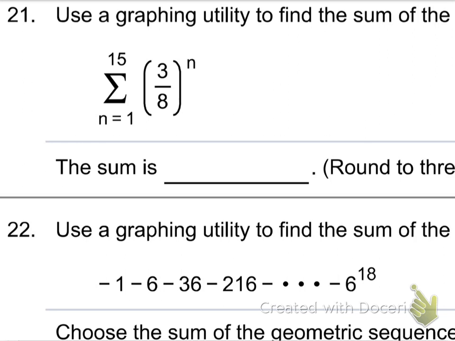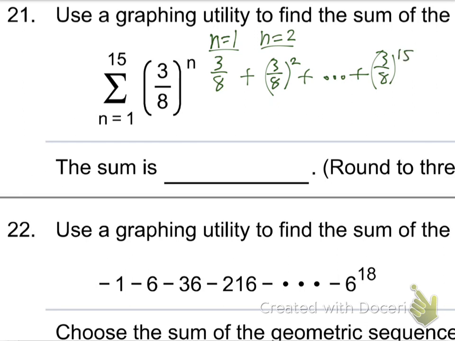All right, so whenever they give you that summation notation, list a couple terms. So n equals 1, which would be 3/8, the first term, and n equals 2, which is 3/8 squared. These are added up, plus, plus 3/8 to the 15th, right? n equals 15, like that. And then write the S sub n formula. The S sub n formula is a1 times 1 minus r to the n over 1 minus r.